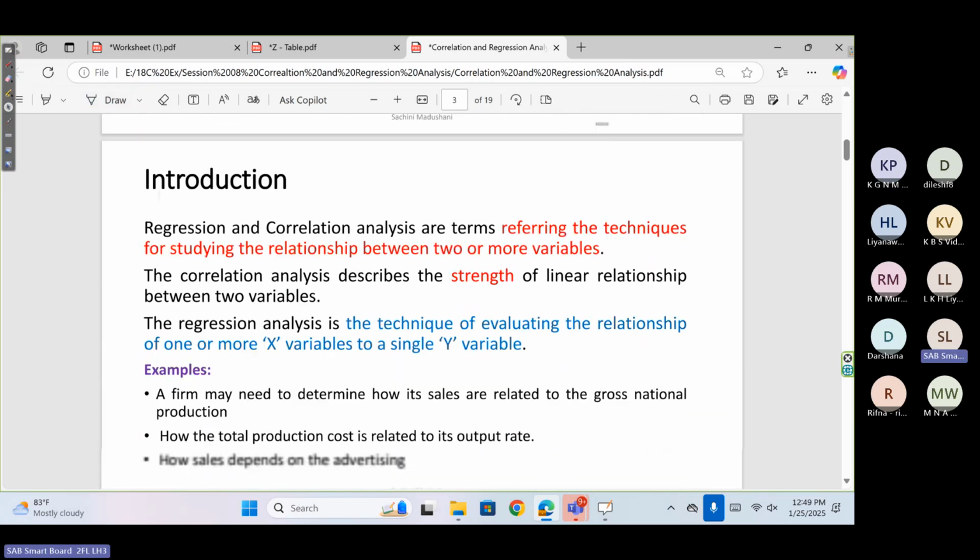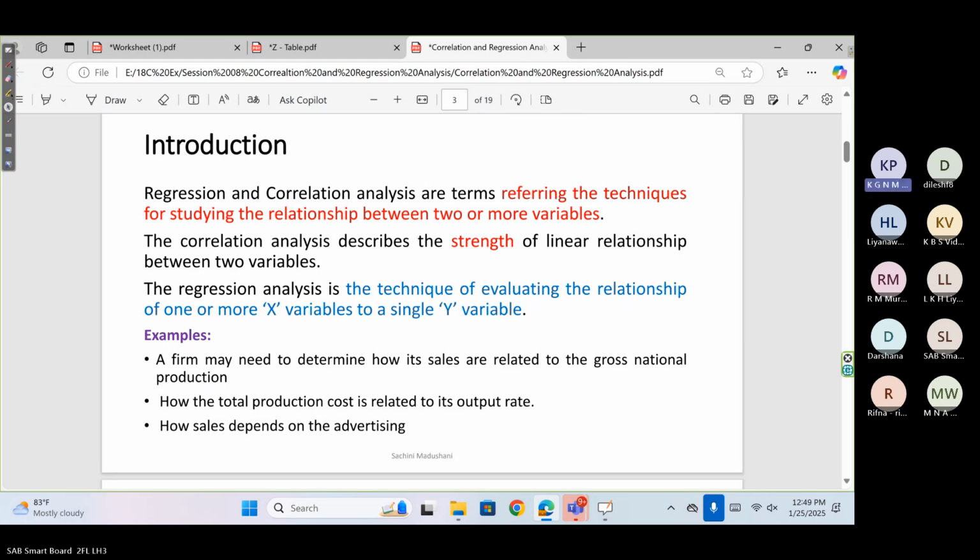We move into the first. This lesson consists of two concepts: correlation analysis and regression analysis. Correlation and regression. These two techniques we use to study the relationship between two or more variables.